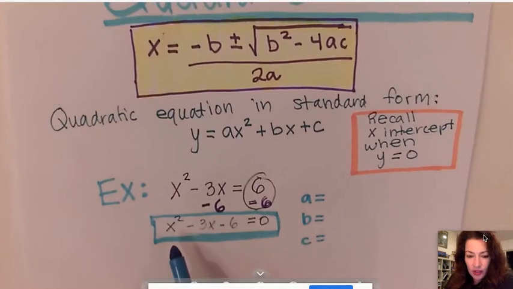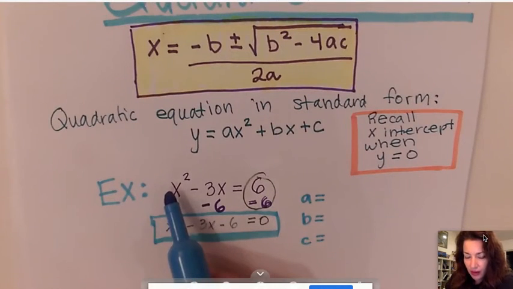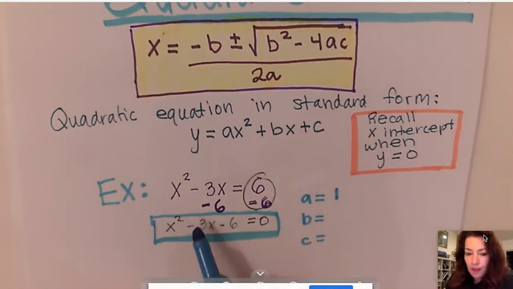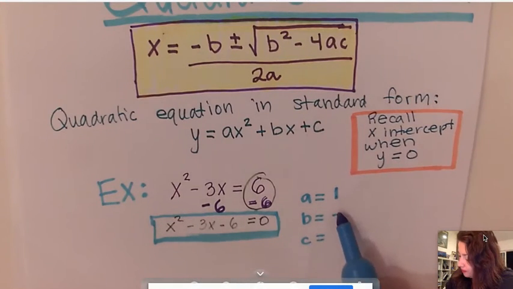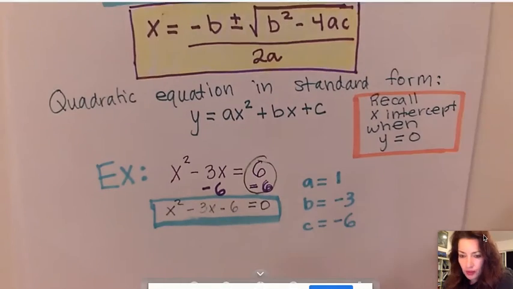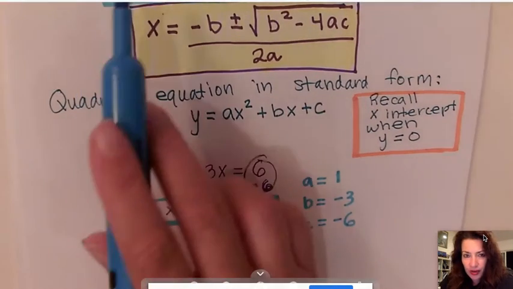Looking at this equation, you can see that the coefficient of x squared, there's nothing there, but it doesn't mean it's 0. What would a be in this equation? So if you said 1, you are correct. Our b would be negative 3, and the c value is negative 6. Once we have identified the three numbers, we're going to plug them into our equation.